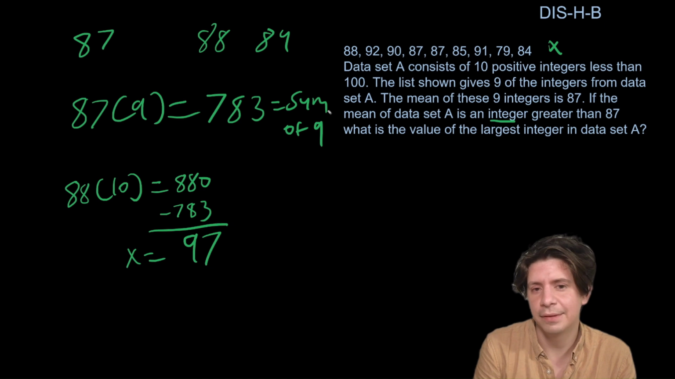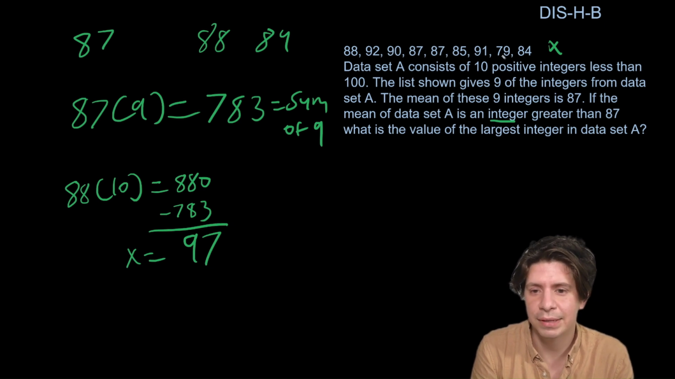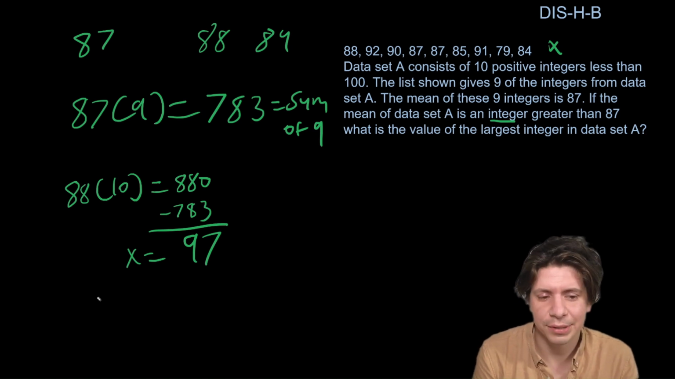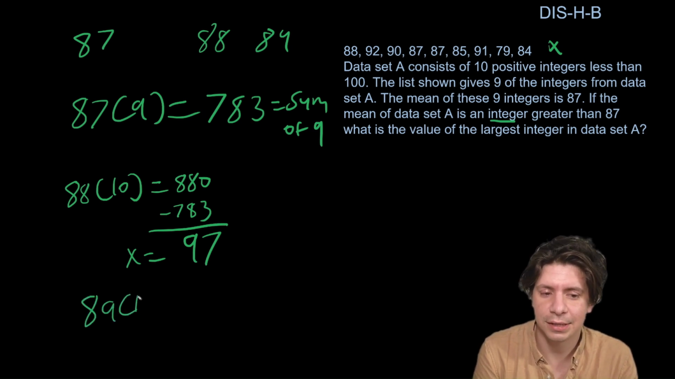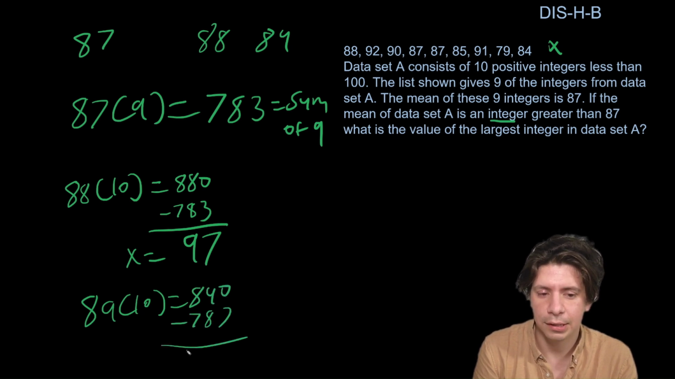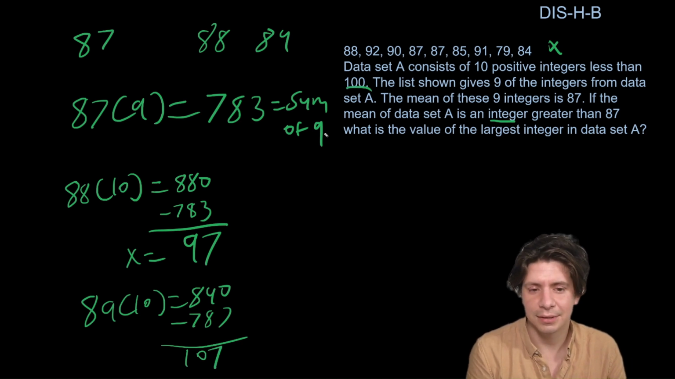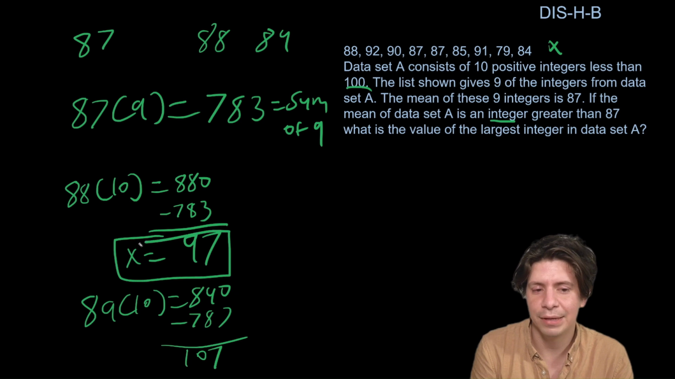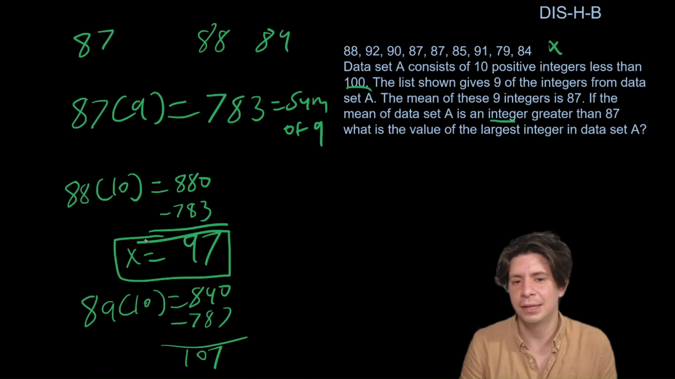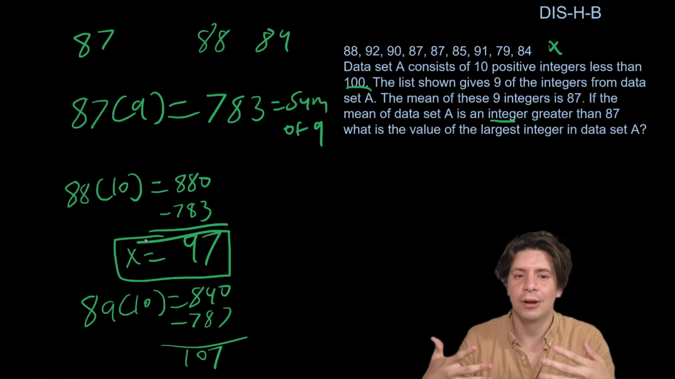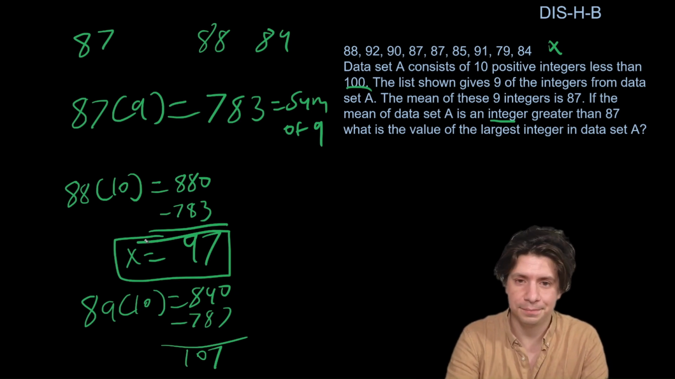If X is 97, that's bigger than any of these numbers, so the biggest number would be 97. Now, what happens though if we do 89? You're like, Sebastian, why can't it be 89? Well, I'll show you why. 89 times 10 gets us a beautiful 890. And when we subtract 783 from that, we get a lovely 107, but that's greater than the 100 they tell us about. So that's not going to work. X has to be 97, and that means 97 is the biggest value in these. So these conditions that feel kind of weird, they limit our answer to one option, and that gives us the answer we're looking for.